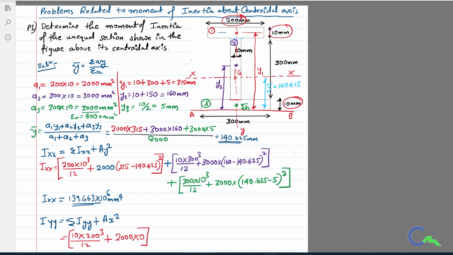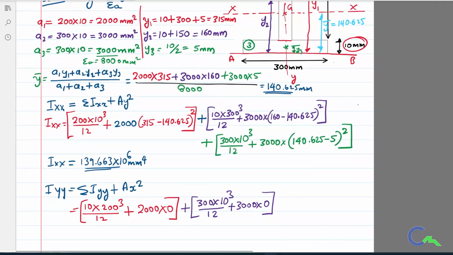I will move on to the second figure. Again db cube divided by 12. For the second figure, d value is 300 and b value is 10, so 300 into 10 cube divided by 12, plus area 3000. Again, the centroid of the second figure coincides with the y axis, that is our reference axis. Therefore, the second term will become 0.